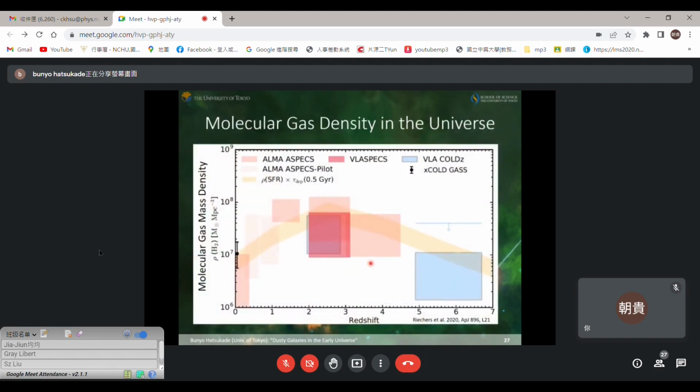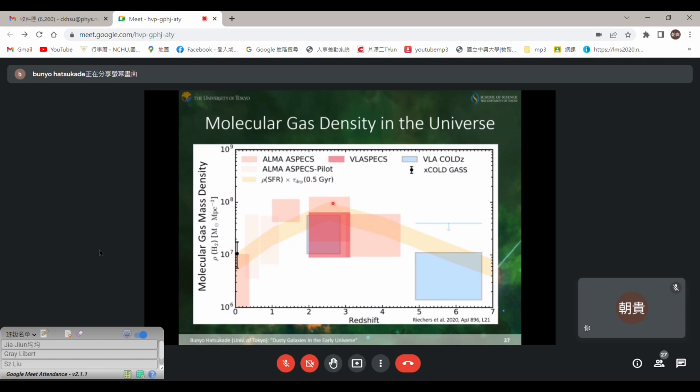And this is the evolution of molecular gas density as a function of the age of the universe, or redshift. The molecular gas mass density is the molecular gas mass in a unit volume of the universe. The left-hand side is the present-day universe, and the right-hand side is the early universe. So we are now reviewing the evolution. The gas mass density increases from the early universe to about 10 billion years ago, and then it decreases toward the present-day universe. So it is thought that there is a peak around here, about 10 to 12 billion years ago.